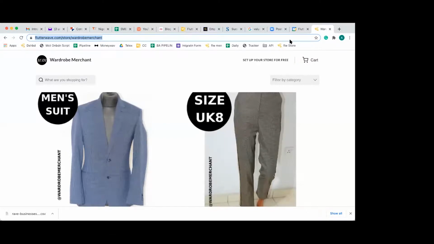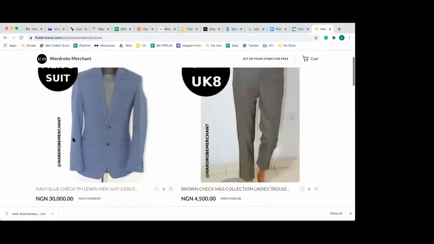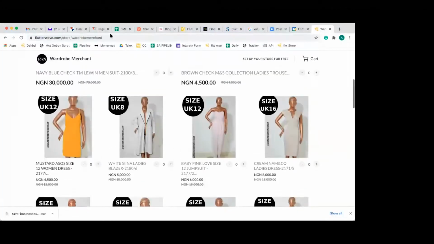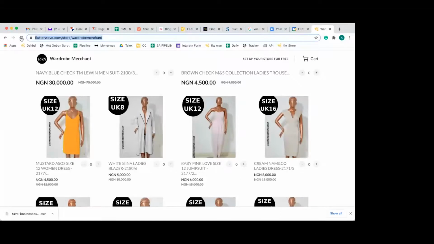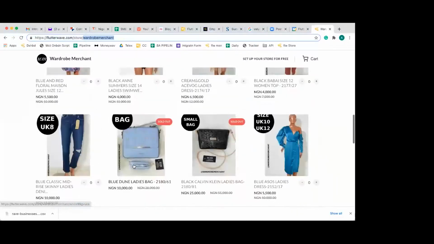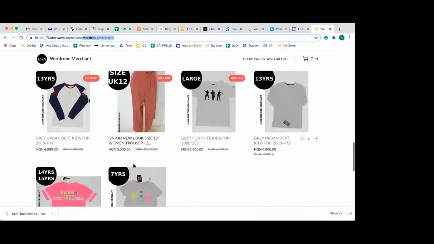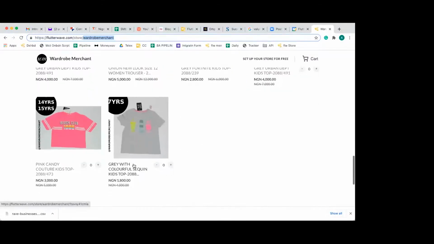So can you all see my screen? Yes, we can. Okay, this is what the Flutterwave store looks like. You're asking for a URL. That's what I've highlighted in the address box here. Yes, you'll be able to scroll down and look through the catalog of products the merchant is selling.